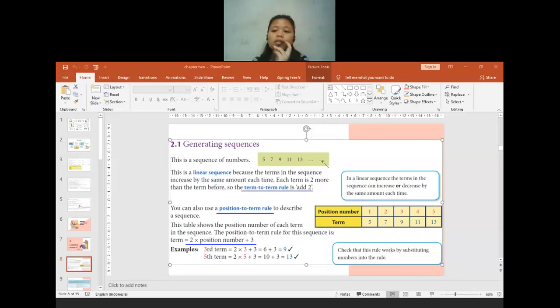Sorry, teacher. What is the number 3? Where is it from? Where did it come from? Okay, let us check. From 5 to 7, what do we do? Add 2. From 7 to 9, what do we do? Plus 2, right? Yes, same.